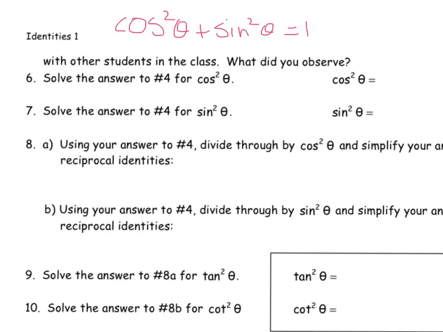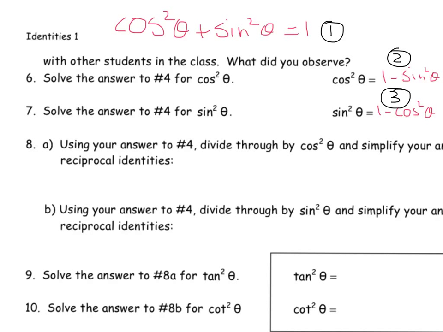Alright, you should have gotten cosine squared equals 1 minus sine squared. And then sine squared is 1 minus cosine squared of theta. All right? Now, number 8. So far, there should be 3 things that you should begin to memorize. Number 1, right here. Number 2, right here. Number 3, right there. Okay, you will see why towards the end of this video, and you'll start to understand.